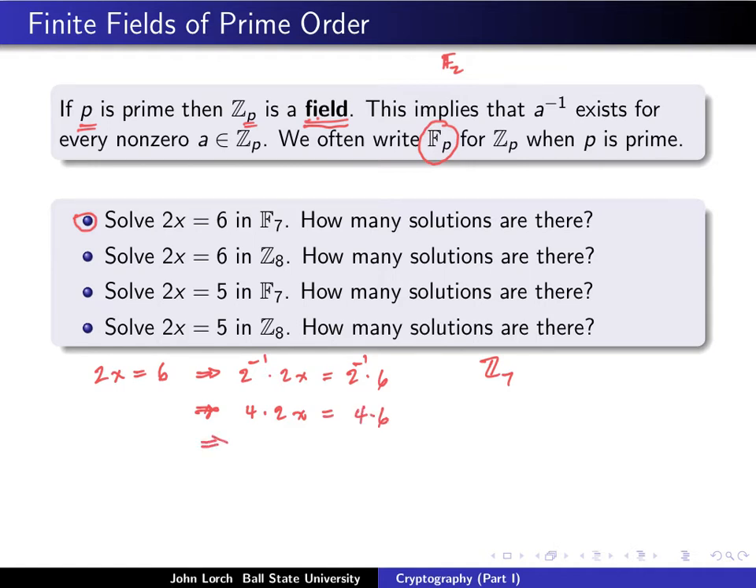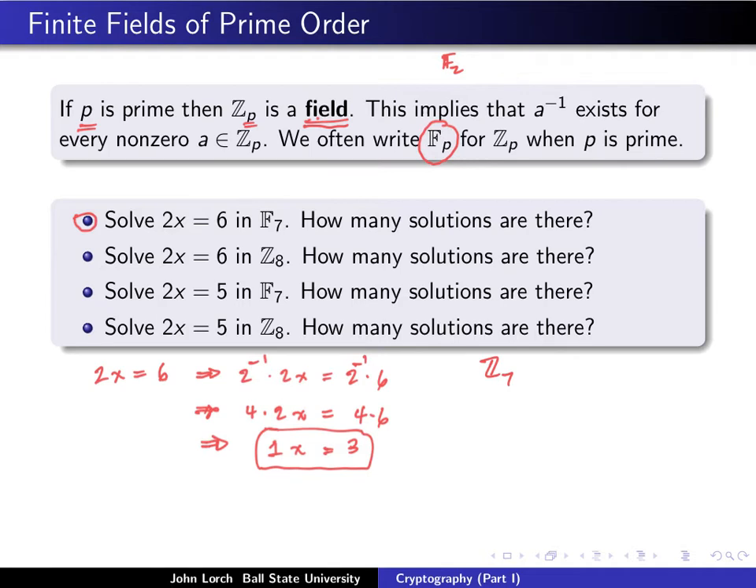So 4 times 2 is 8, which is 1 more than a multiple of 7. Now 4 times 6 is 24, and when we divide 24 by 7, we get a remainder of 3. So we get exactly one solution, and that's x equals 3. All right, and that's sort of what we expected to have happen.